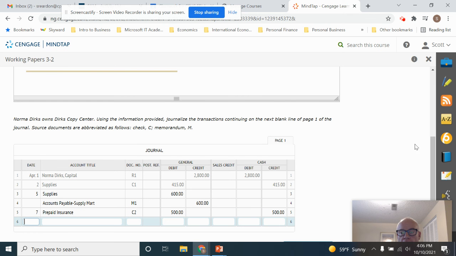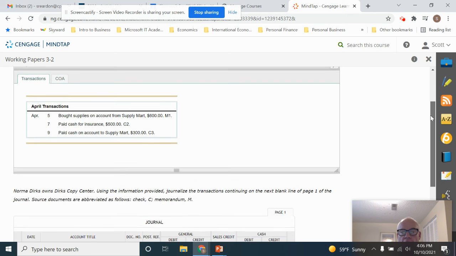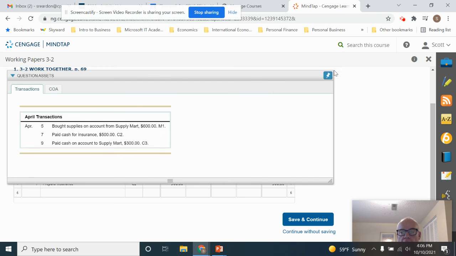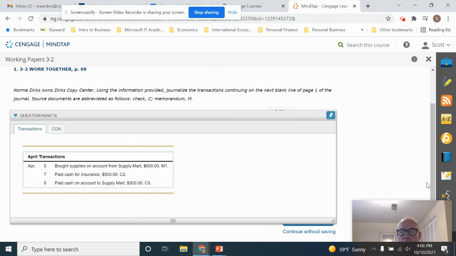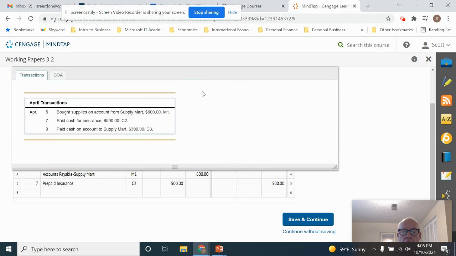Last transaction on the, can I pin this? Let's see if I can pull it down here. There we go, pull it down a little bit. Maybe not quite that far. There we go.